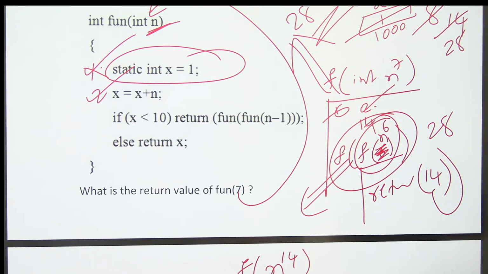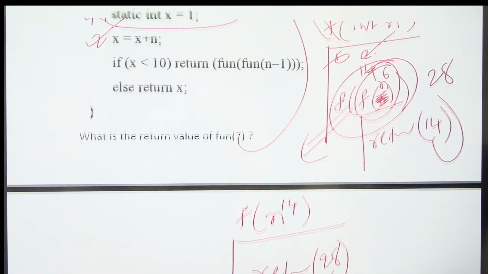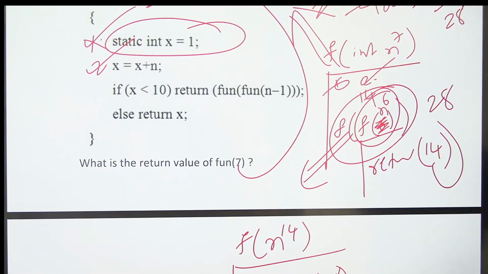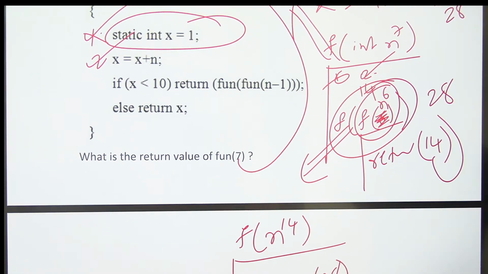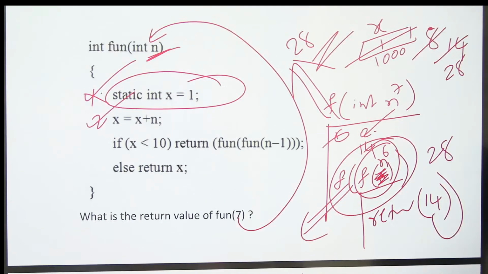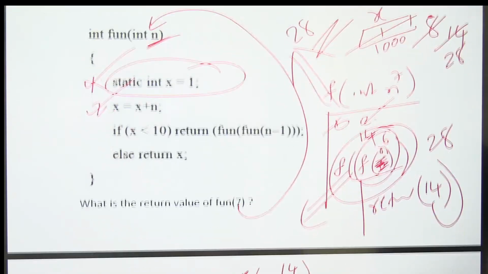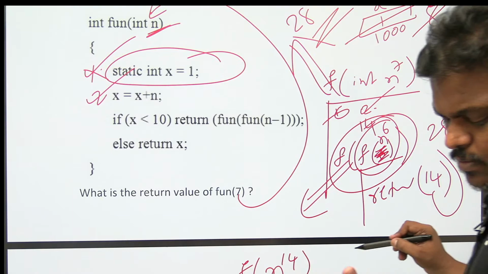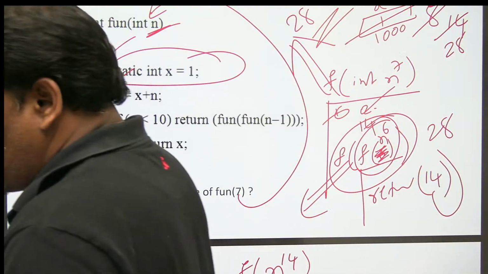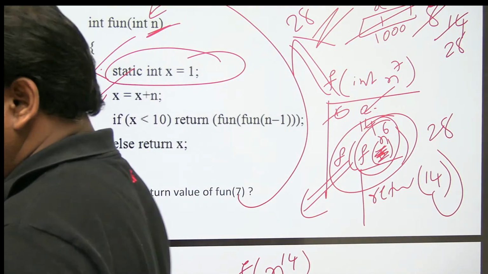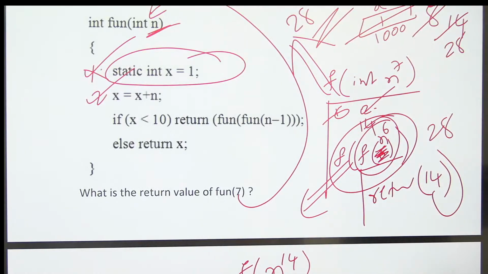Right? 14 less than 10, condition fails. Return x. 14 will be returned. So it will become f of 14. If you go inside f of 14, x plus n, 14 plus 14, 28. I have to verify the condition, 28 less than 10. Condition fails. So return x. So 28 will go. So finally the answer is 28. Right? Fine. I hope it is right.